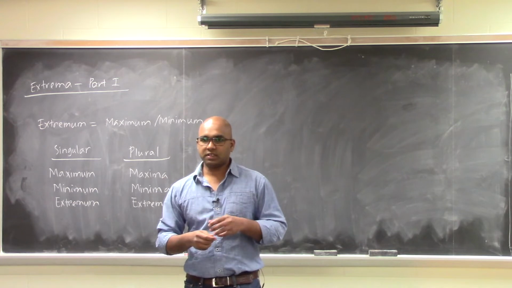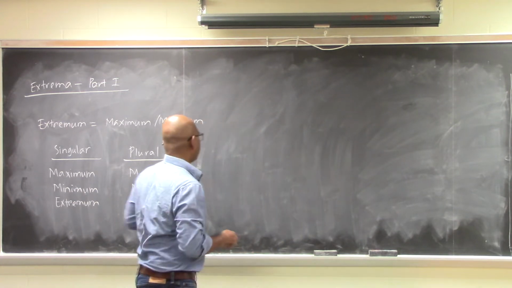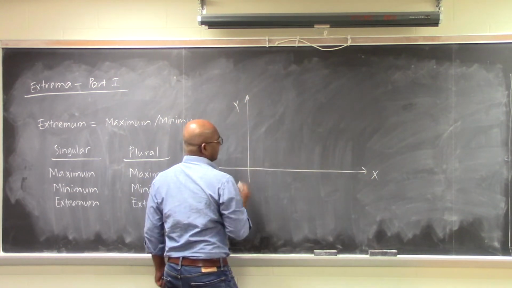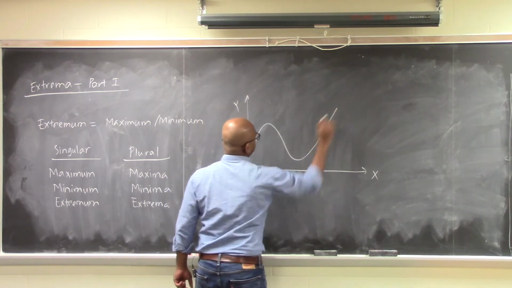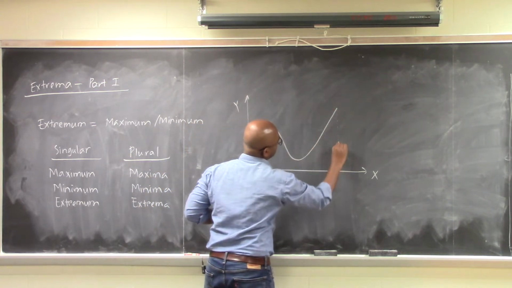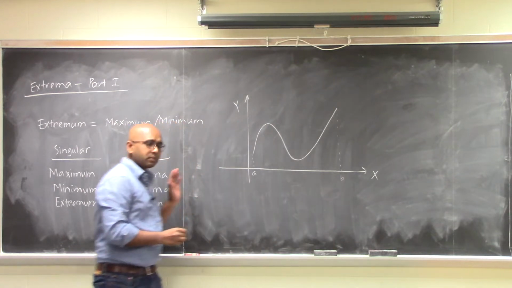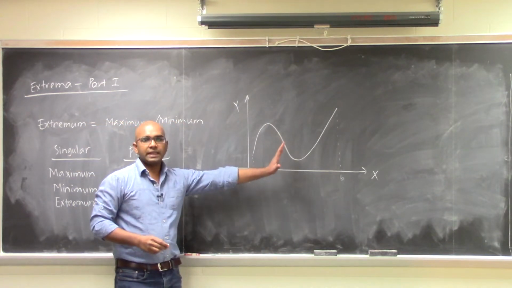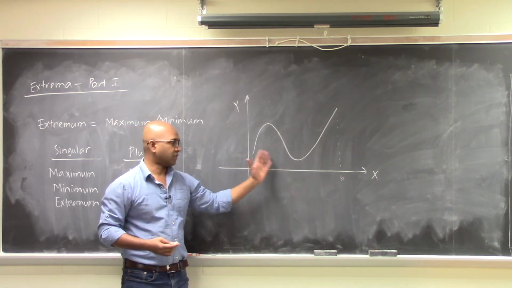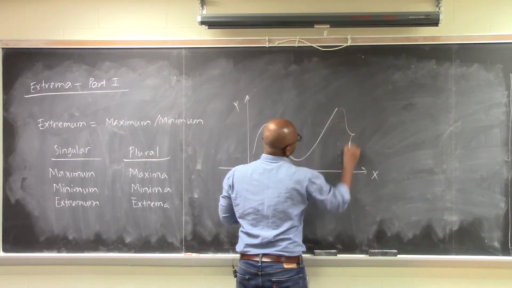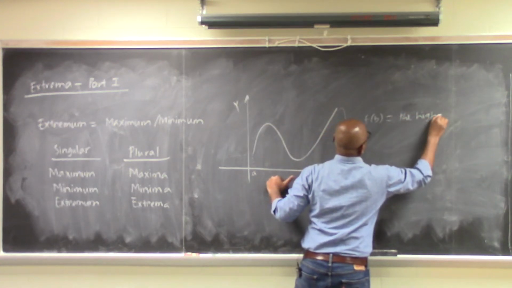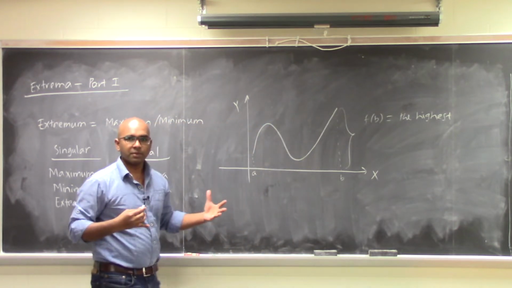So a maximum value is the highest value of the function, right? So let's take a function like this, x-axis, y-axis, and suppose we have the graph of a function like this. And let's say the domain of this function is the closed interval a to b. Now if you look at the values, which value is the largest among all the values of this function? Yes, of course, this is f of b, right? So f of b is the highest, and we can call it maximum, right?